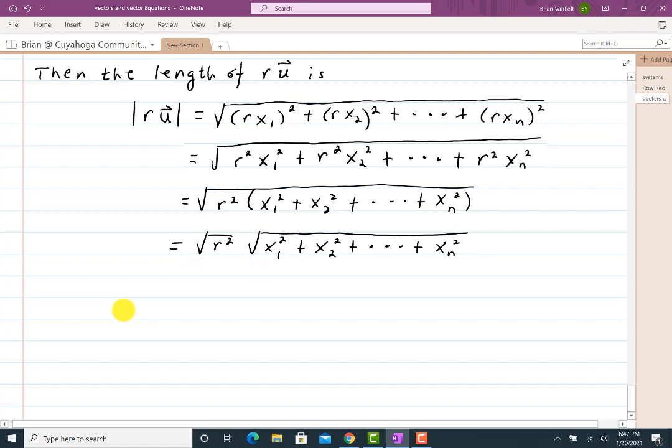Well, you should recognize the absolute value of r. And then this part here, this square root part, is by definition the length of u. So, and that's exactly what I said. This is the absolute value of r times the length of u. That's exactly what I was trying to prove.